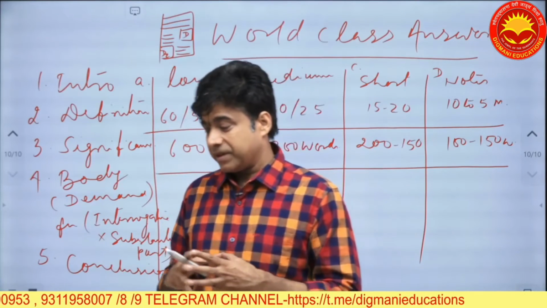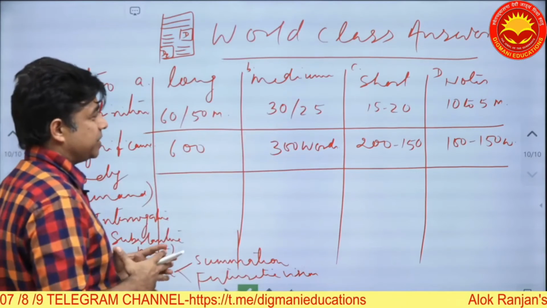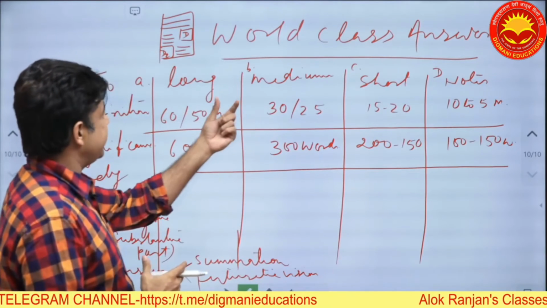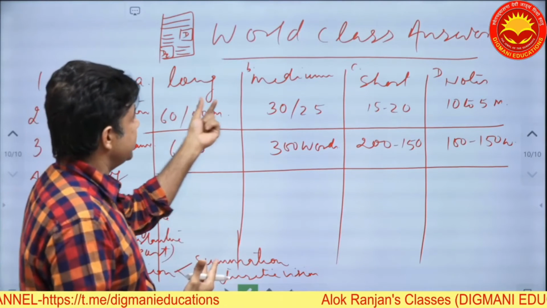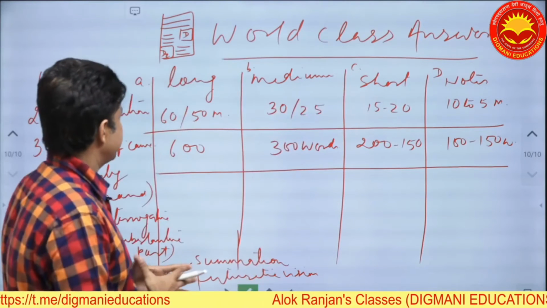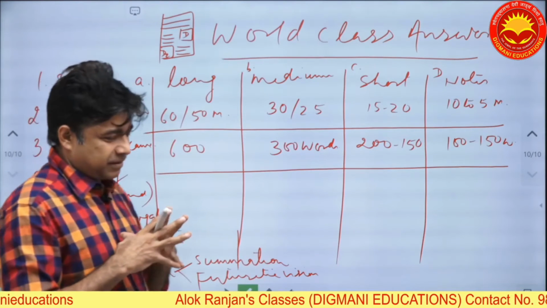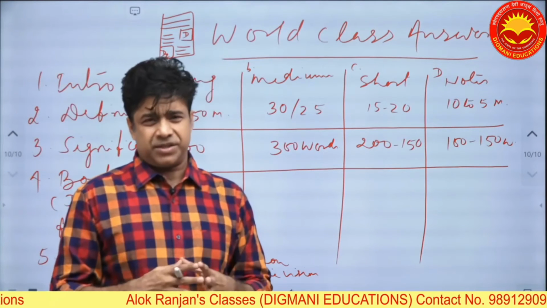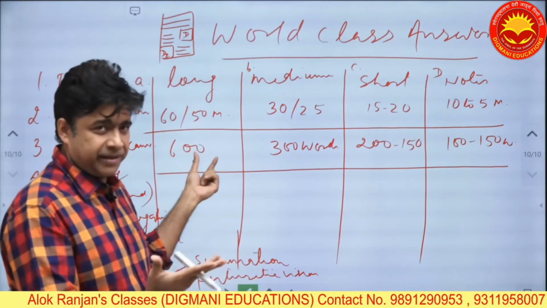Now, again, I'm coming back to these different types of question. We have already classified that any question coming in civil services could have these 1, 2, 3, 4 dimensions. Long type questions in civil services are not really being asked.